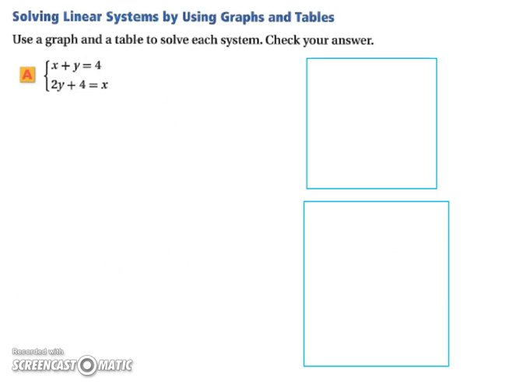Alright, so now let's try solving linear systems by using graphs and tables. To be able to graph, you're going to want y by itself, so that way you can make your table. So with this one, we're going to look at our first equation here. We have this x plus y equals 4. We want to solve for y and get y by itself, since y is our output value. So if we subtract x from both sides, we have y equals negative x plus 4, and that's for the first one.